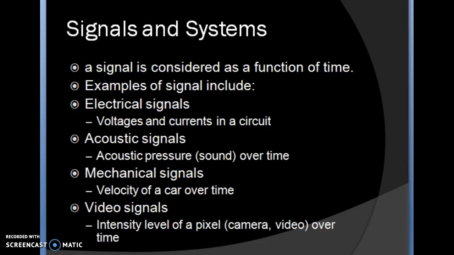Some examples of signals: one is an electrical signal, either a voltage signal or a current signal in a circuit, which varies with time. Another is an acoustic signal, acoustic pressure or sound, which varies over time. Mechanical signals, for example the velocity of a car over time. Video signals, the intensity level of a pixel over time, can also be represented as signals.